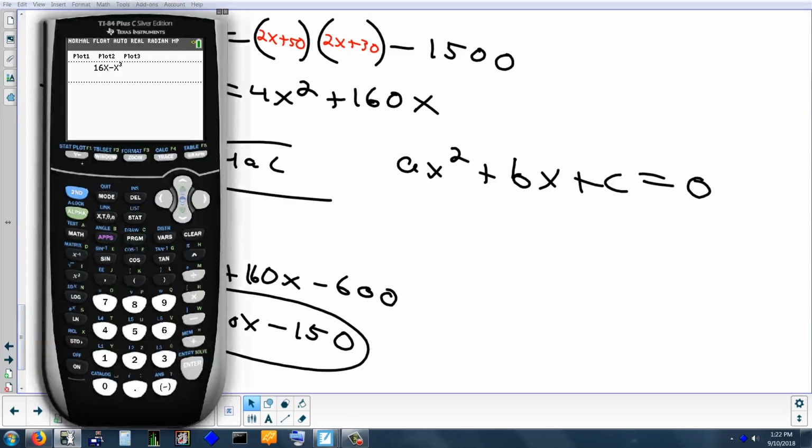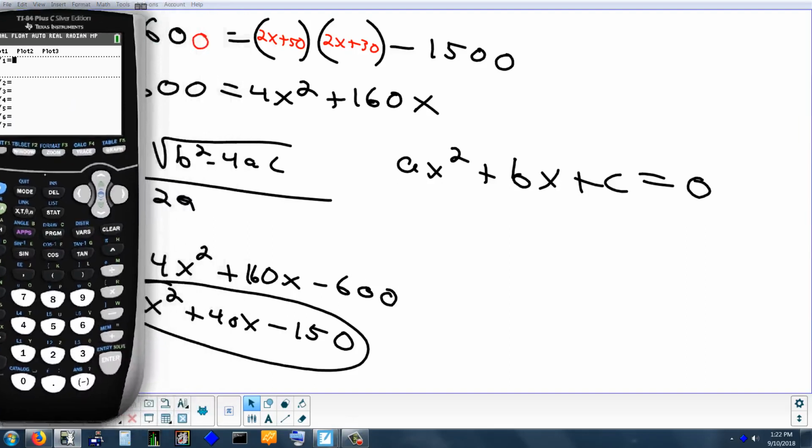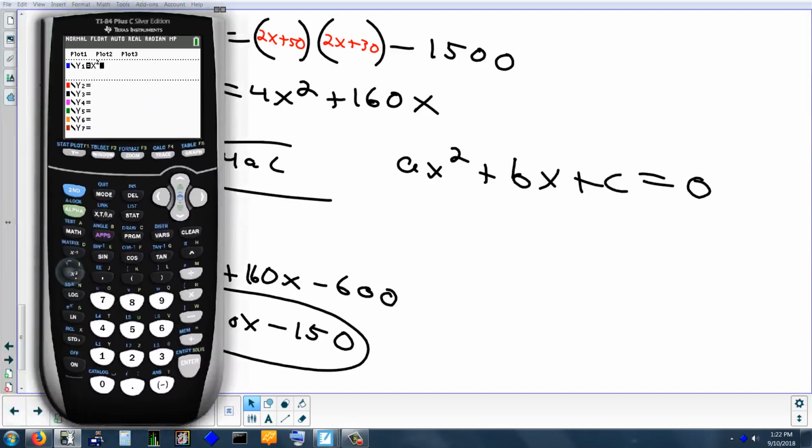So we've got x squared plus 40x minus 150. Now, I know from the other class what to set the window at, so I'm going to set my x min to -60, just so you can see something. And I'm going to set the y min at like -200. You don't need to do that. If you want to just do zoom 6, that's fine. Do zoom 6, and then just wait for me for 60 seconds.